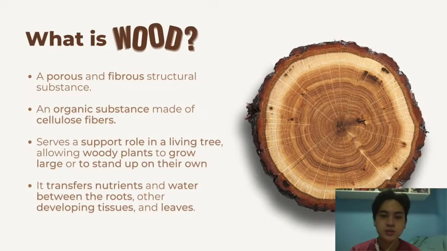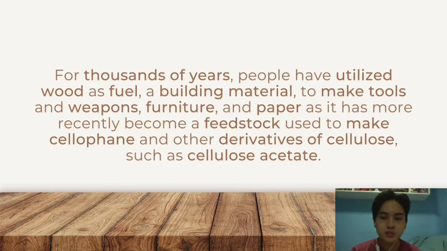Wood is an organic substance made of cellulose fibers which are strong under tension. Wood serves as a support role in a living tree, allowing woody plants to grow large or to stand up on their own. It transfers nutrients and water between the roots, other developing tissues, and leaves. For thousands of years, people have utilized wood as a building material to make tools, weapons, furniture, and paper, and it has more recently become a feedstock used to make cellophane and other derivatives of cellulose, such as cellulose acetate.